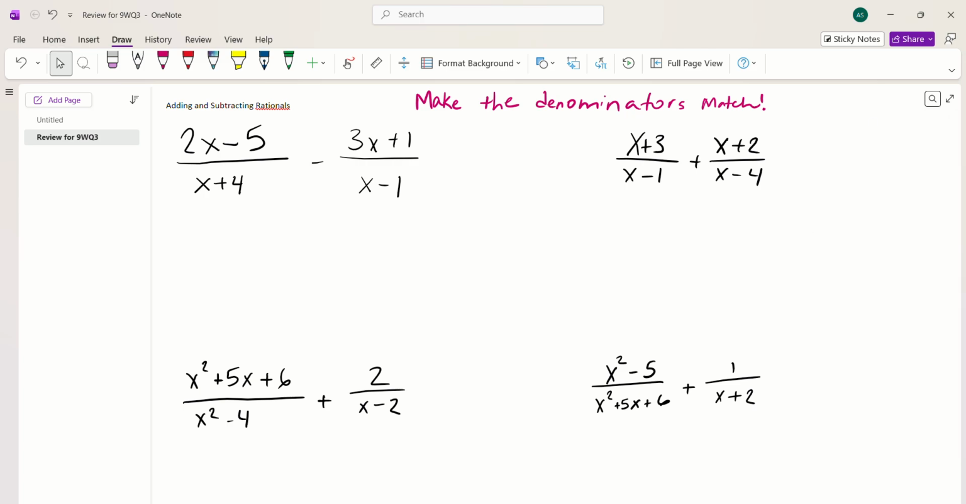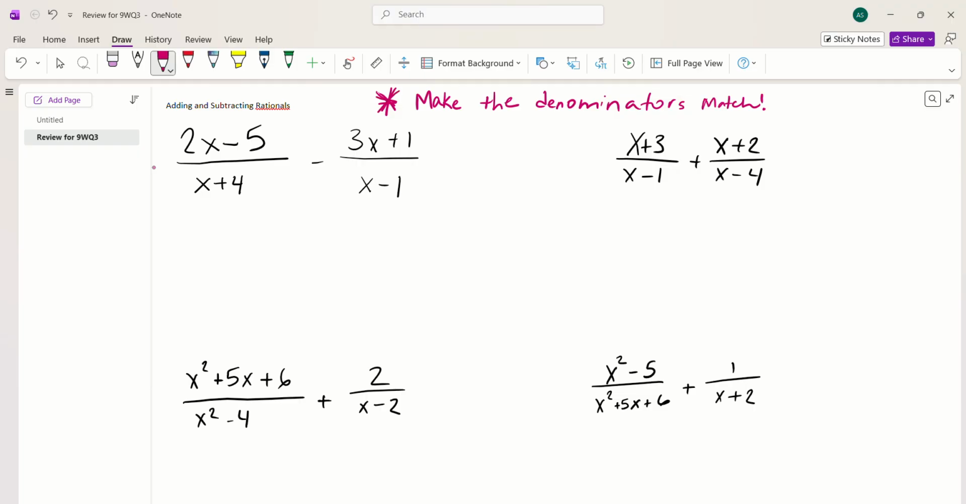Okay, now we're going to talk about how to add and subtract rational expressions. Your number one goal when you're trying to add and subtract rationals is to make your denominators match.